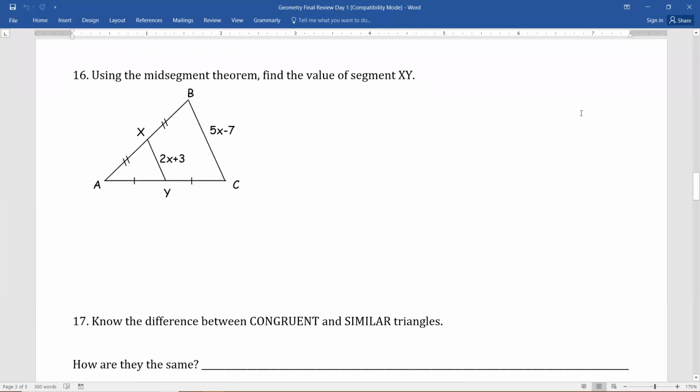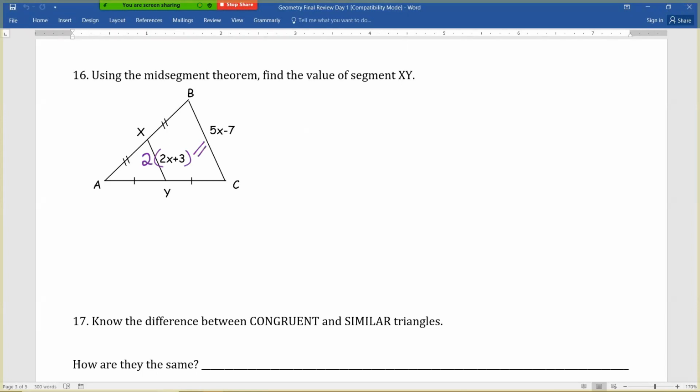Alright, question 16, using the mid-segment theorem, find the value of segment XY. To do this, the first thing you've got to do is figure out what x is. So you're going to have to use your rule of a mid-segment. Remember, mid-segment tells you that if you take the inside mid-segment and multiply it by 2, it'll equal the side that it's parallel to on the outside. So 2 times the inside mid-segment, 2x plus 3, has to equal the length of the side parallel to it, 5x minus 7.